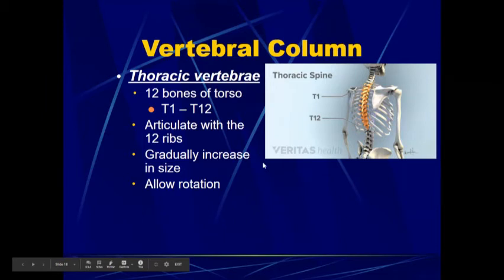Moving down the vertebral column, next we have the thoracic vertebrae. There are 12 thoracic vertebrae, and they're named T1 to T12, superiorly to inferiorly. Each thoracic vertebra articulates with the 12 ribs. They gradually increase in size as we go more inferior, and they allow rotation of that upper area of the thorax.